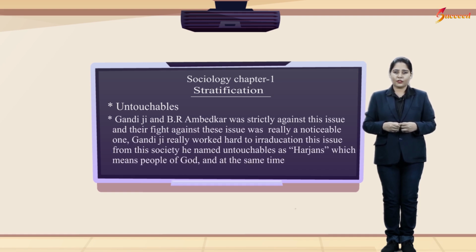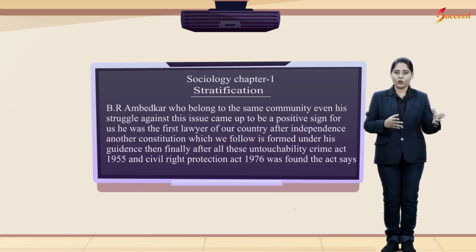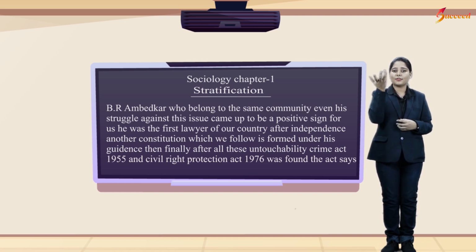Gandhiji and B.R. Ambedkar were strictly against this issue, and their fight against this issue was really a noticeable one. Gandhiji really worked hard to eradicate this issue from the society. He named untouchables as Harijans, which means people of God. And at the same time, B.R. Ambedkar, who belonged to the same community, his struggle against this issue came up to be a positive sign for us.